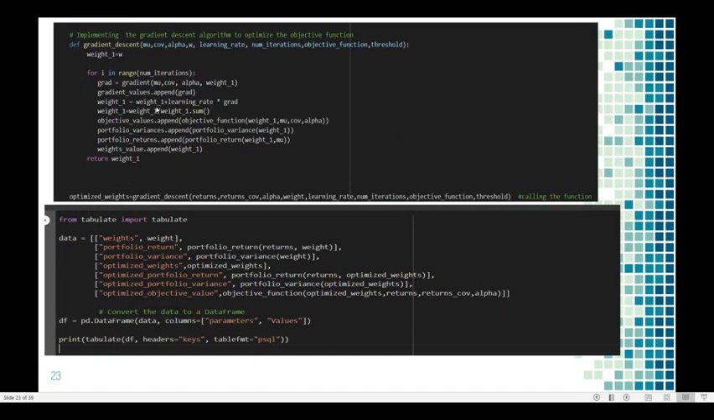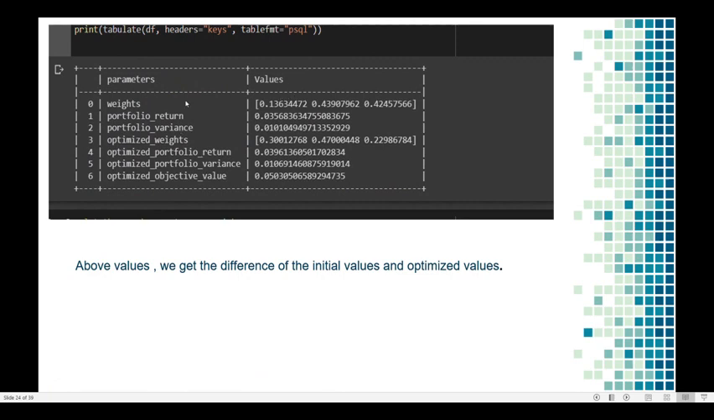We choose the initial weight first, and then weight 1 is set equal to weight divided by its sum. This indicates that we are normalizing the weights so the sum of the weights always equals 1, and this line of code explains that. After solving we get the weights. These are the initial weights, and the portfolio return for the initial weights is 0.03 and the portfolio variance is 0.01. The next optimized weights are 0.013, 0.47 and 0.0.